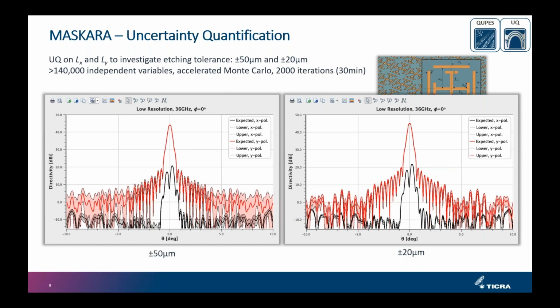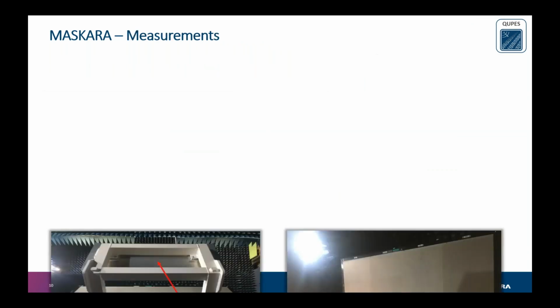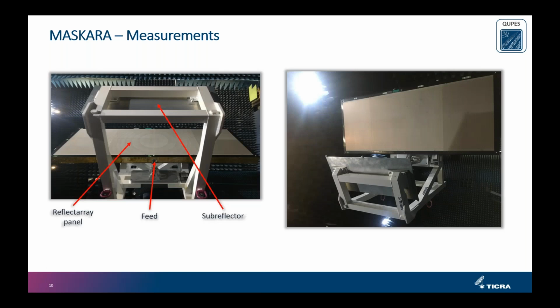And all of this is done using our UQ analysis, and it can do it on a full reflector array in just 30 minutes, as you write up here. So this is a very useful tool. We then built the reflector array and had it measured. So here we have it. The feed is down here. Here is the reflector array panel, and up here is the sub-reflector. Same over here, sub-reflector, reflector array, and the feed you can see down here.